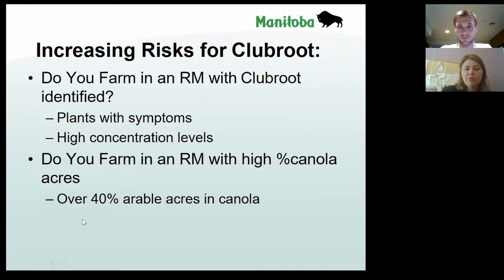Do you farm in a rural municipality with a high percentage of canola acres? Over 40% of our arable acres in Manitoba are in canola. It is one of our most profitable crops. We can grow it without an issue. We have the equipment and we have the knowledge of how to grow it. But if you're in an area with high acres of canola, you are putting yourself at more of a risk.